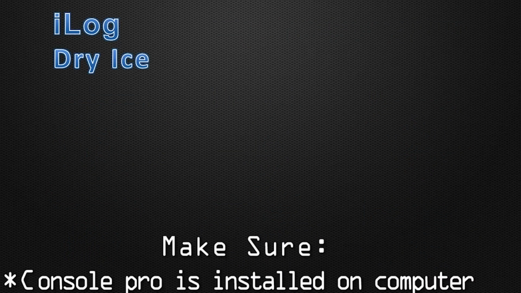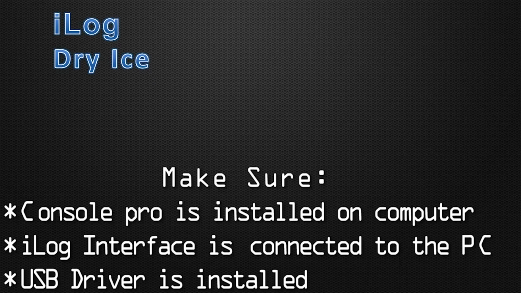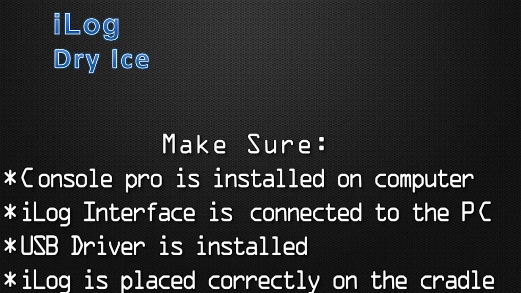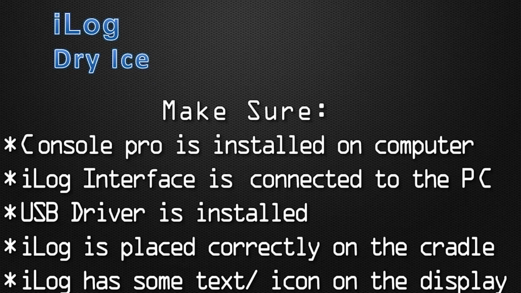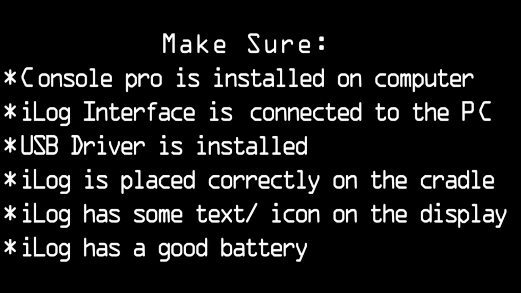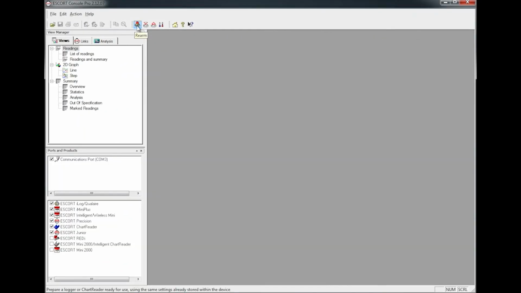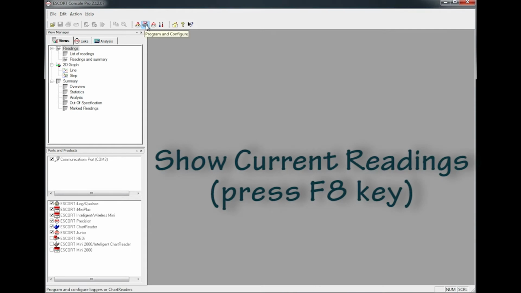Make sure that you have Console Pro software installed on the computer. The iLog interface is connected to the PC. The USB driver is installed. The iLog is placed properly on the interface. The iLog display is showing some text or the iLog icon on the display, and the iLog has a good battery.